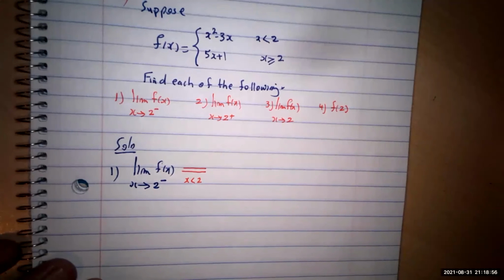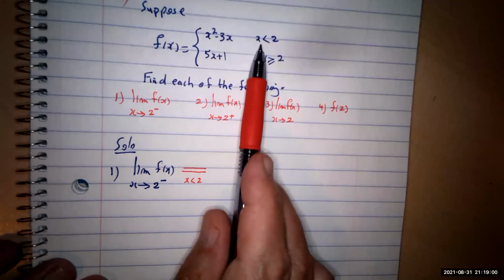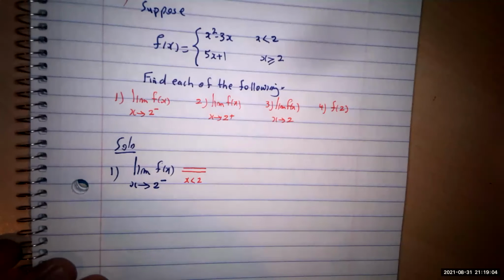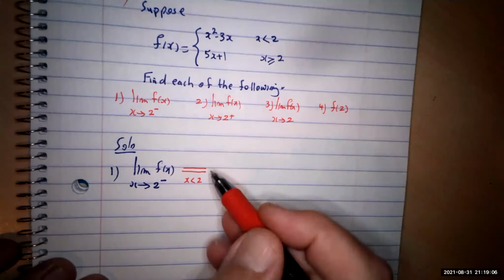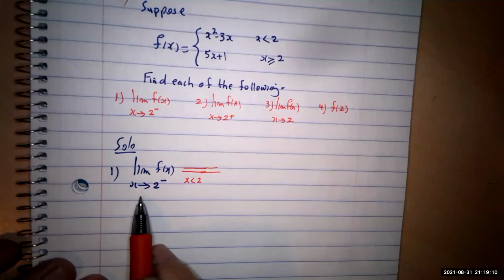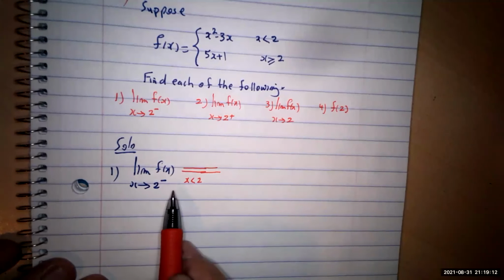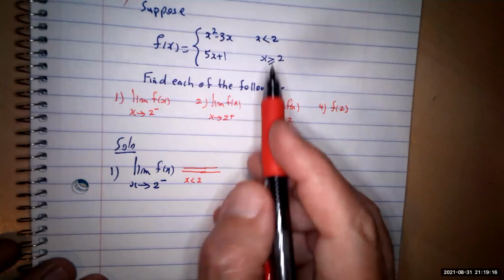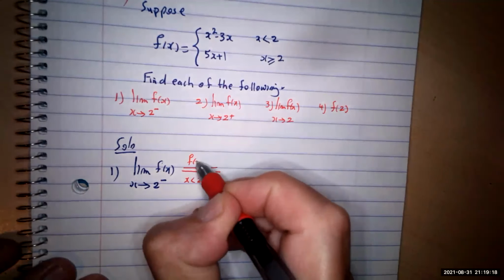Okay? When x is less than 2, what's your function? See your function? Your function is the first part. So this is how you talk to yourself. I write it down so that you know what we are talking about. So we say, oh, x goes to 2 negative, means x is less than 2. When x is less than 2, my function is x squared minus 3x. So I have to use this one.